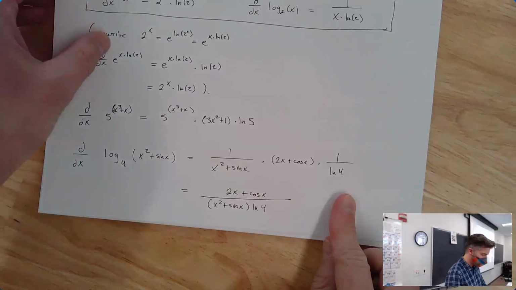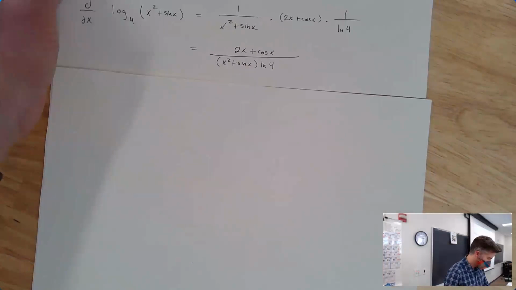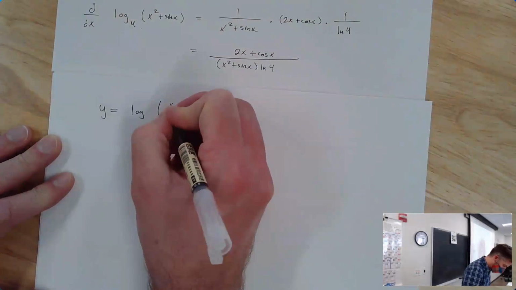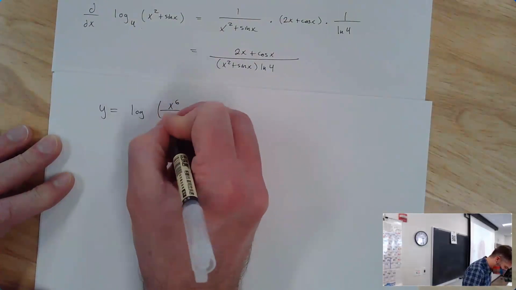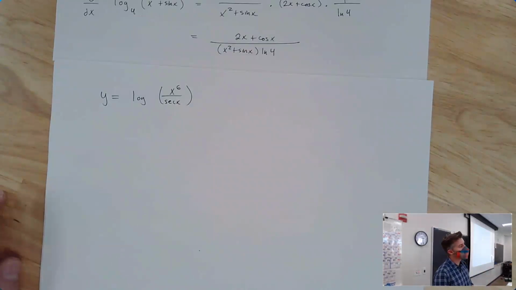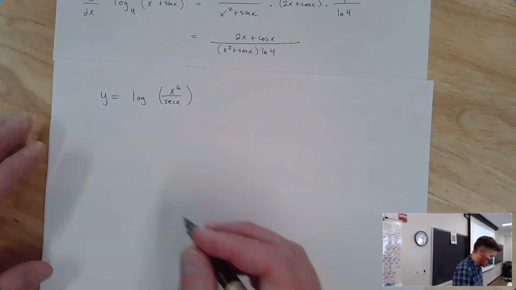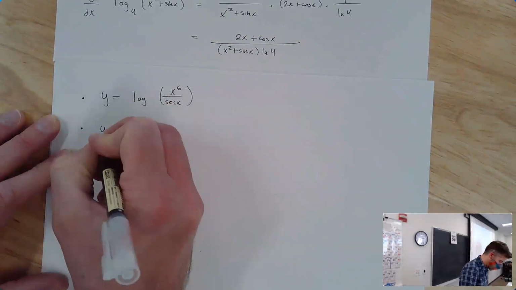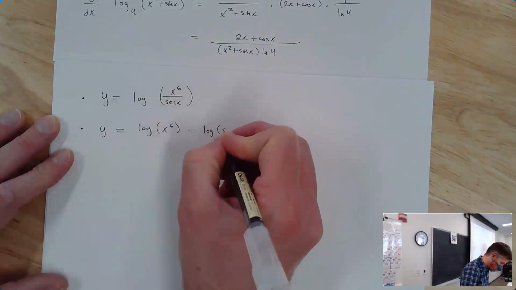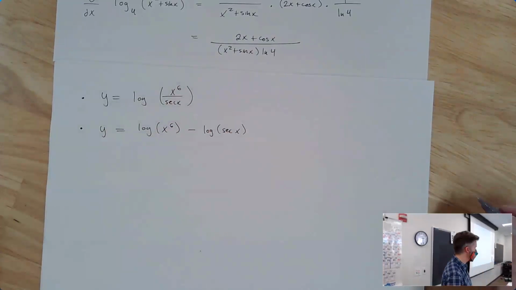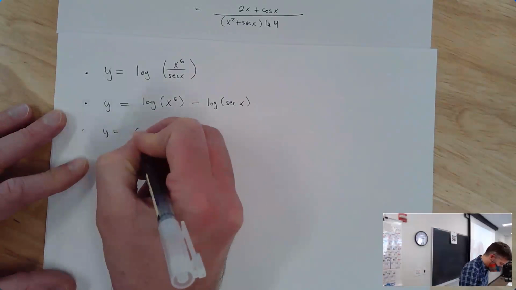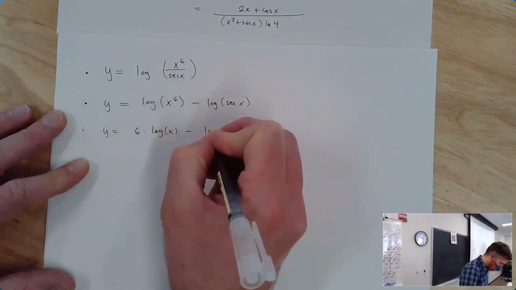Let's look at one more example. What if I wanted to find the derivative of y equal to log of x to the 6th over secant of x? What should I do before I do any derivatives? I should simplify. That's going to make my life easier when I do this problem. And in fact, I should simplify even further. I should write this as 6 times log of x minus log of secant of x.